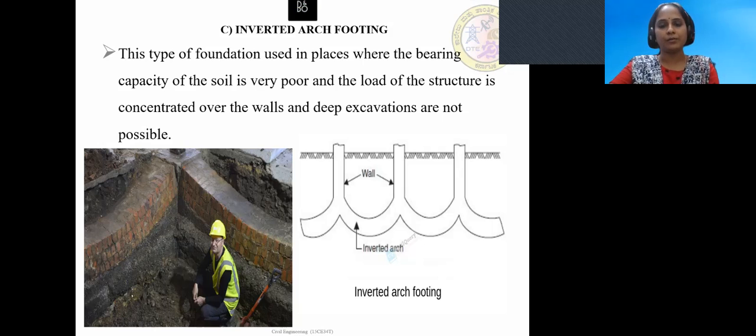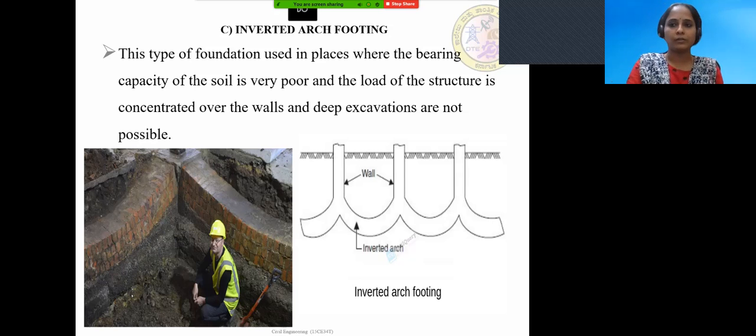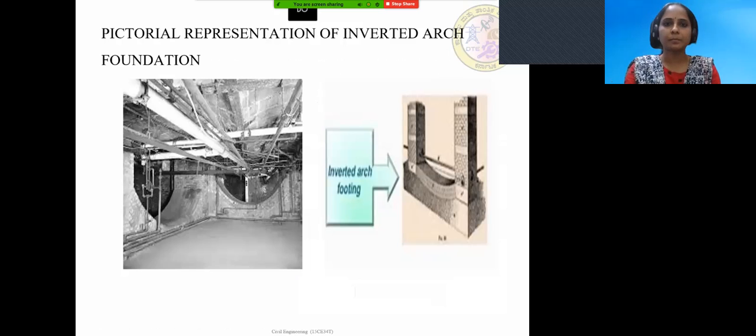Okay, when will you use that? When the depth of excavation is limited and it has to carry the heavy loads, that time we'll go for an inverted arch footing. Actually nowadays it's not used that much. Actually we have some other types of foundation available, so it's very limitedly used nowadays. Okay, we'll move on to the next slide.